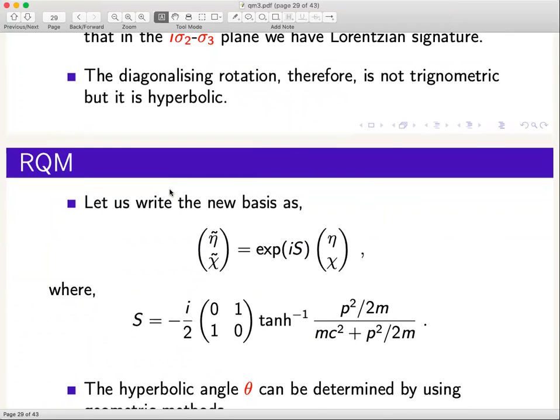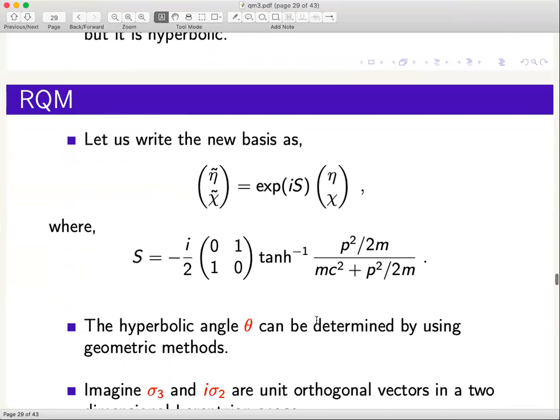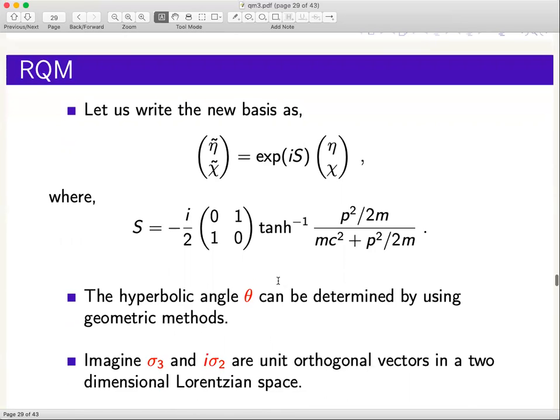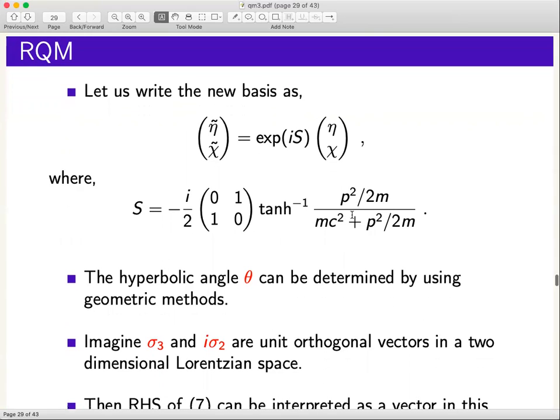Okay, fine. So we want to determine the hyperbolic angle theta, and that we can do by just using a geometric technique. Of course, algebraically it's kind of easy. All you have to do is say theta is equal to tan hyperbolic inverse of this entire object, p squared upon 2m divided by mc squared plus p squared upon 2m. And so tan hyperbolic of theta is going to be this expression.